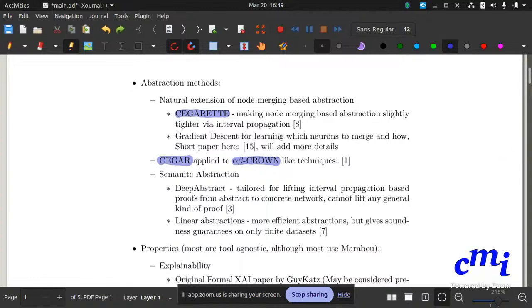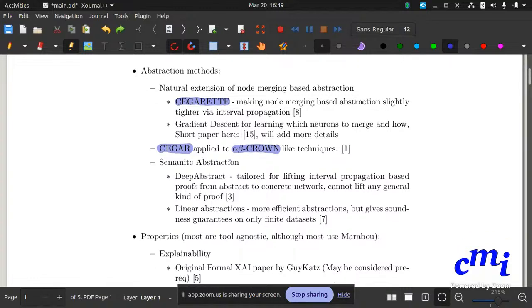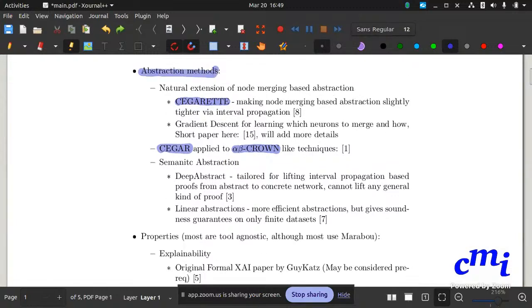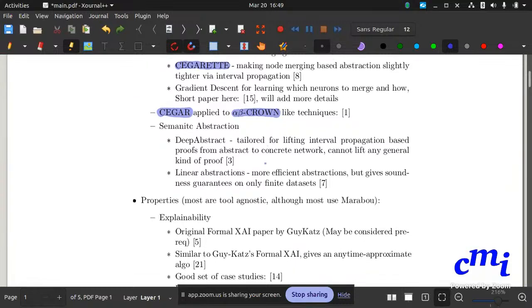Semantic abstraction, for the sake of time, I'll skip, but it's interesting that they either give up on being able to lift general proofs or on the kind of guarantees that the abstraction will be able to provide. But by giving that up, they're able to get a more efficient abstraction. So this is a little less formal in the sense of formal methods, but also more efficient and maybe practically very useful. Okay, so these are the papers that we have on abstraction methods. Feel free to take a look at these.